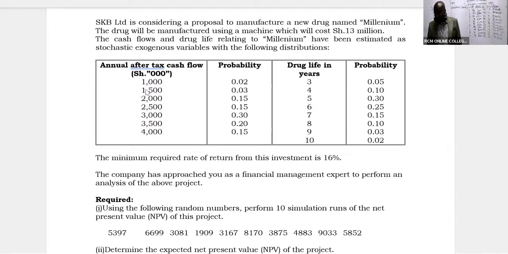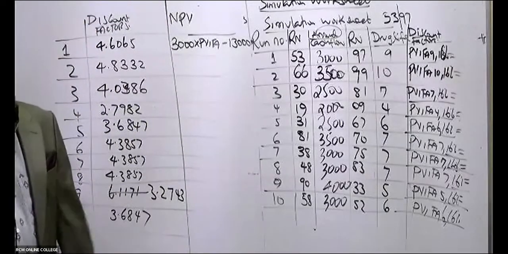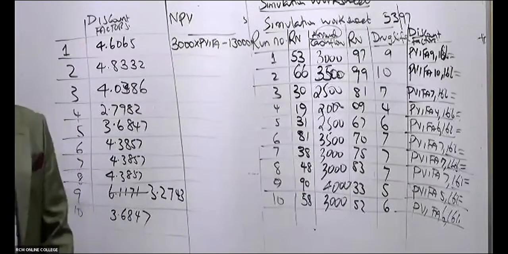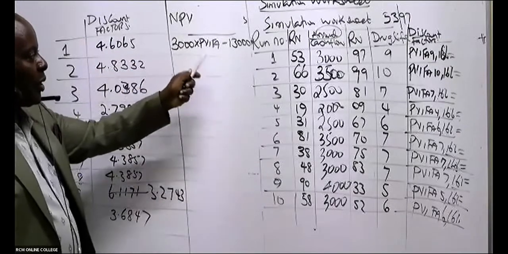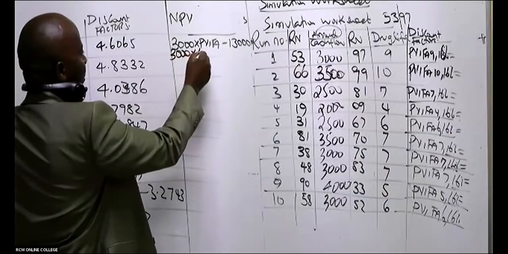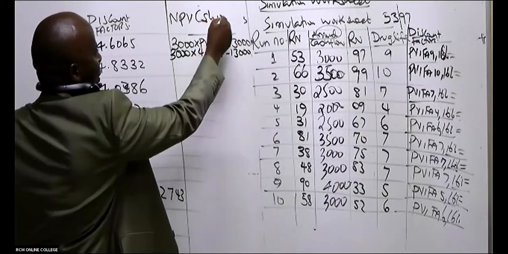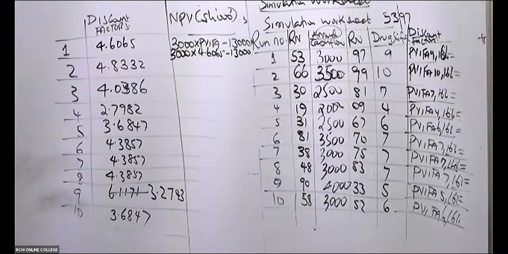So Lincoln is not agreeing with all these figures. Lincoln, are these figures correct? All of them? Check them again. Now they are correct. So for run number 1, I'm discounting the 3,000 times this PV FA that you now have, which will be 3,000 times 4.6065 minus 13,000. So remember, this will be in shillings what here? Thousands. Don't forget to chop 3 zeros from 13 million.